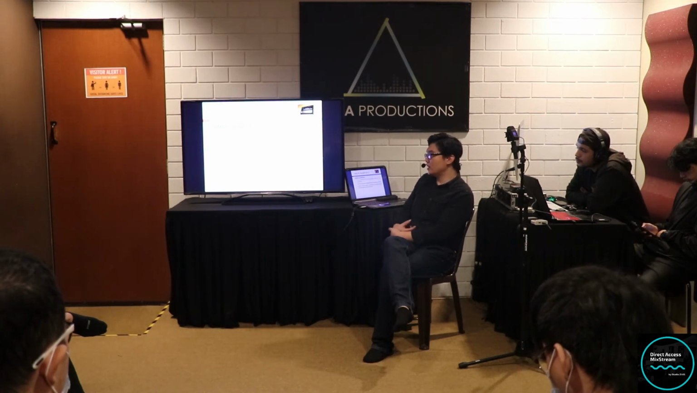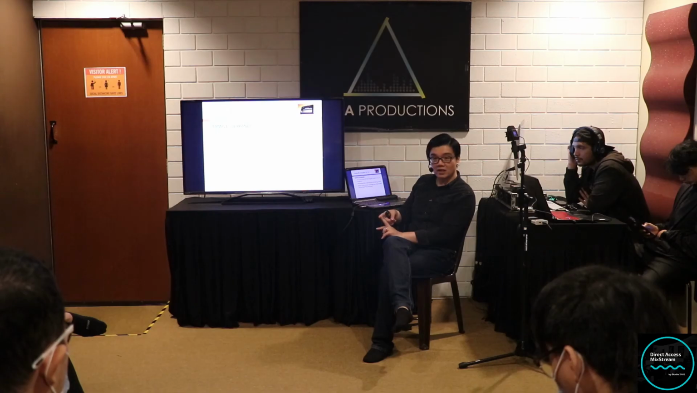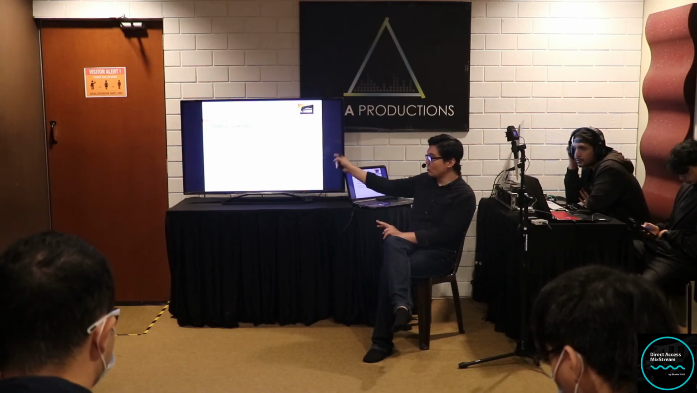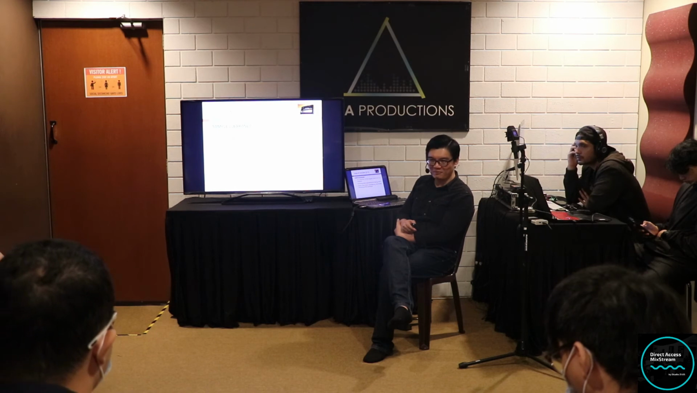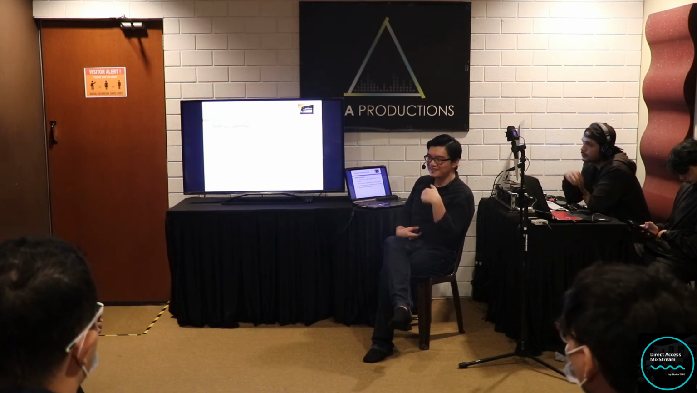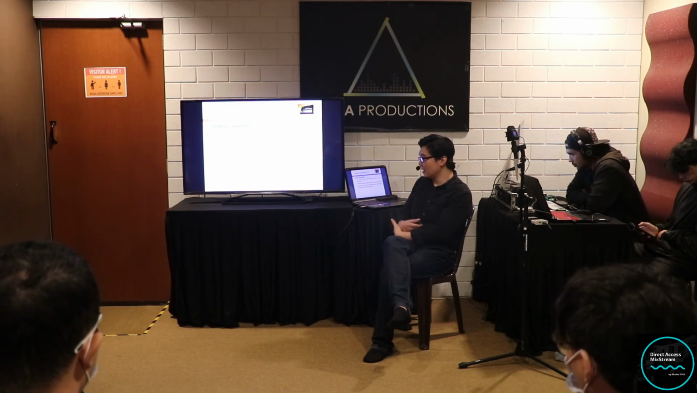The second one that you need to contact is the owner of the master recording. As I explained earlier, copyright has two forms. You have your musical work that's covered by a publisher, and you have your sound recordings, which are owned by the record company. So the owner of the master recordings, your record label, must also give their permission. So it's not just one party you have to contact. It's two parties: the publisher and the owner of the sound recording.